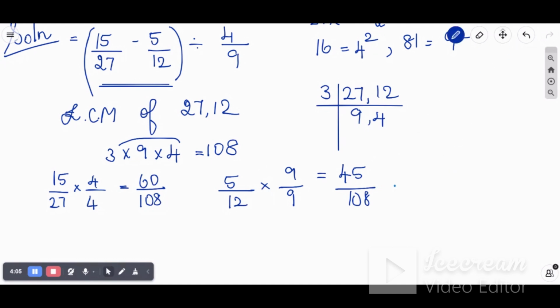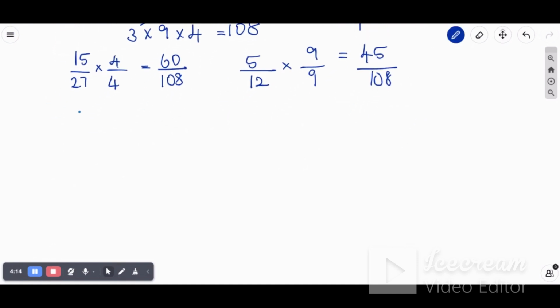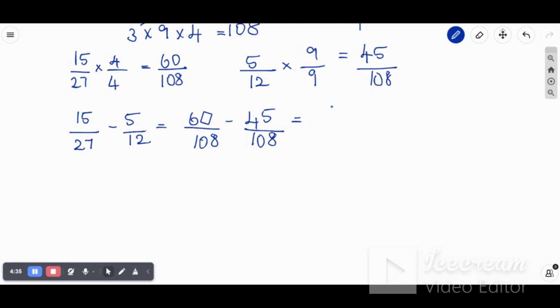So let me do it. We have to put a minus in between: 15 by 27 minus 5 by 12. Since we have taken our LCMs, I hope you are clear with your LCMs, but anyways, let me do it for you. 108 minus 45 by 108. So what is this? 60 minus 45, you can take it directly. So this will be 60 minus 45 by 108, so that will be your 15 by 108.